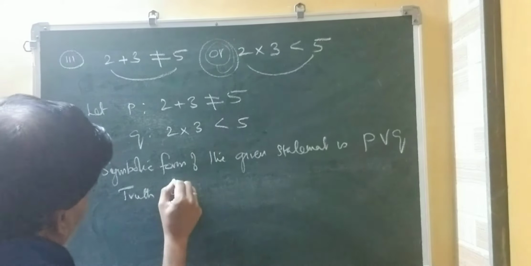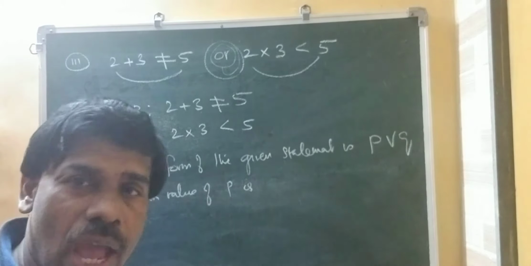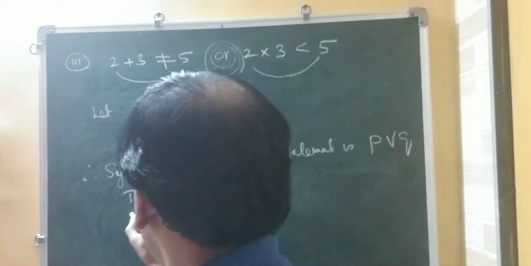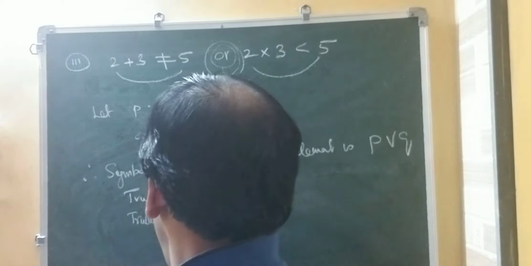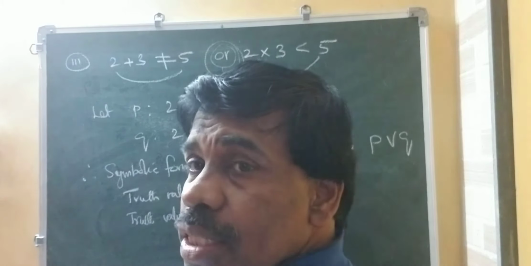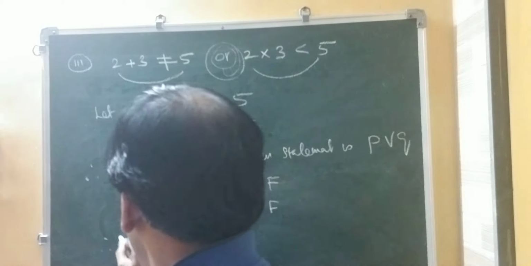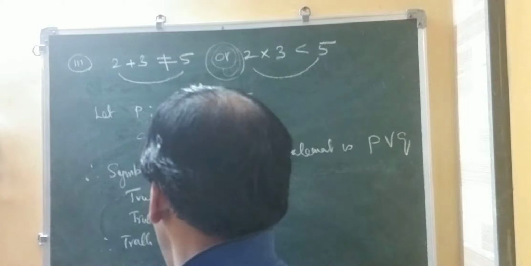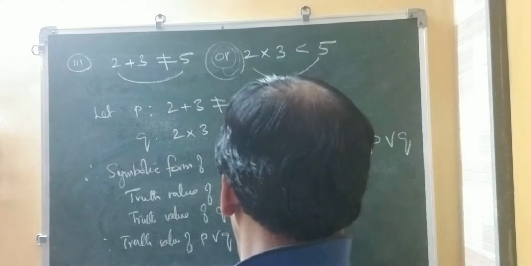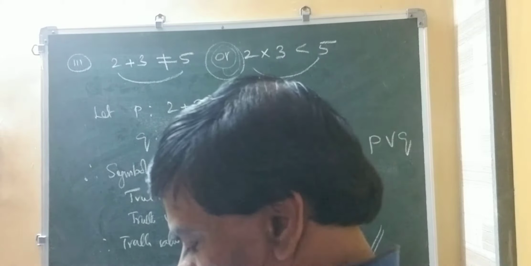Now, truth value of P is, see, 2 plus 3 is not equal to 5 they have written. But what is that actually? It is equal to 5. So, the truth value is false. Next, truth value of Q: 2 threes are 6, but they are telling 6 is less than 5. Is it right? No, it is false. Therefore, truth value of P or Q is, what is P? F or F. If both are false in a disjunction, then only it is false.